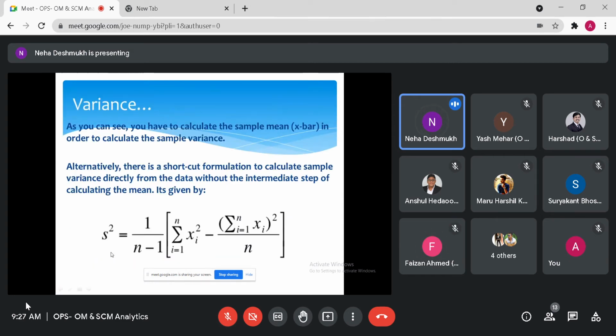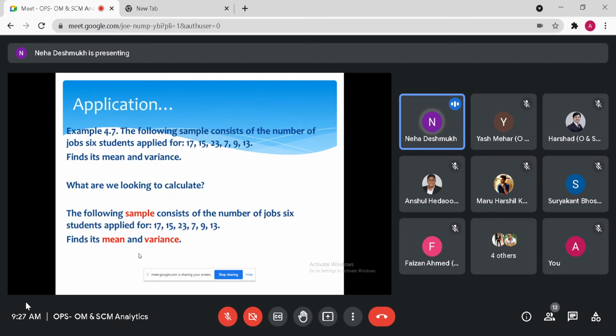Now, this is the formula for the shortcut method: summation i equal to 1 to n xi square minus summation i equal to 1 to n xi whole square. Now let's discuss one example. Here, the following sample consists of the number of 6 students applied for this. This is the data. Find its mean and variance.